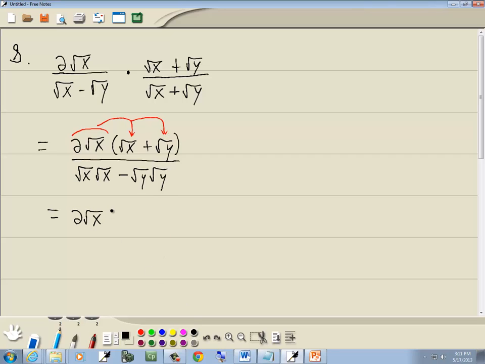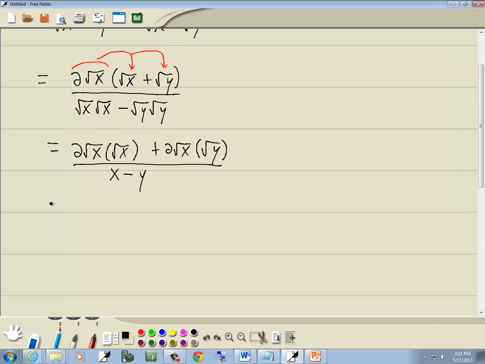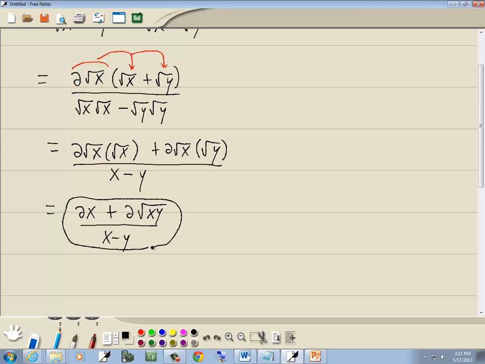So I got 2 square root of x times square root of x plus 2 square root of x times square root of y. And down below, square root of x times square root of x is x minus square root of y times square root of y is y. Remember with square roots, if they're the same, they cancel away. So up on top here, this will also become x. So this is 2x plus 2 square root of xy over x minus y. And that's our answer. Again, notice we don't have a radical in denominator. That's the main problem.